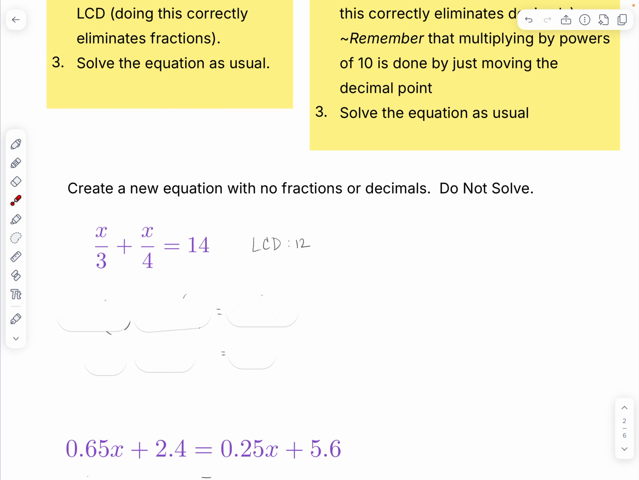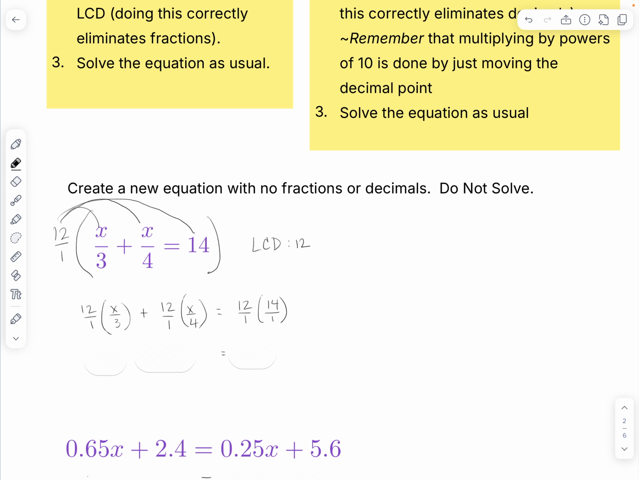Now, when we multiply by a 12 on both sides, or by the entire equation, don't forget that this is actually a 12 over 1, and we will be using distribution to accomplish this. All right, so our first multiplication is going to be 12 over 1 times x over 3, and then we'll have 12 over 1 times x over 4 is equal to 12 over 1 times 14 over 1, just in case I need those fractions, but I'm thinking I'm not going to on the right side.